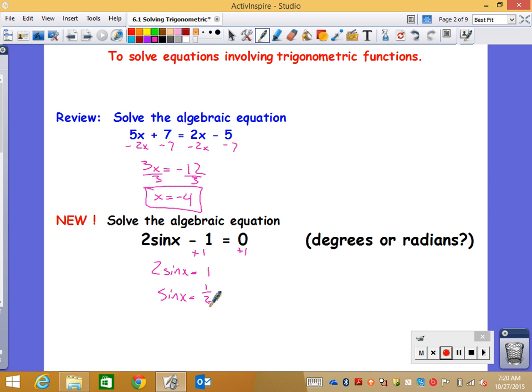Now I've got to think about what values of x I can plug into sine that make it a half. Well, let's think about my coordinate plane here. I'm looking for the quadrants where sine is positive. So 1, using all students take calculus, my other one is 2.